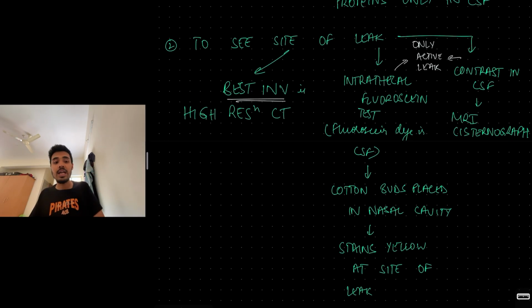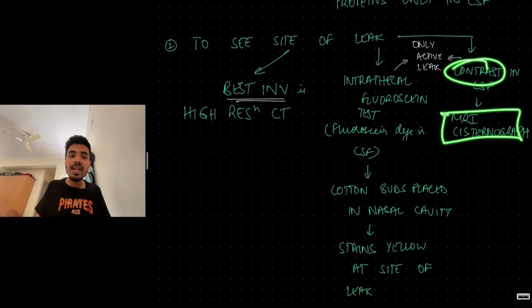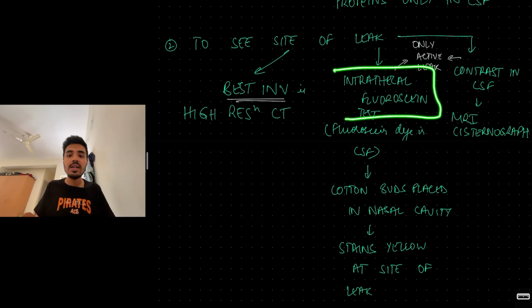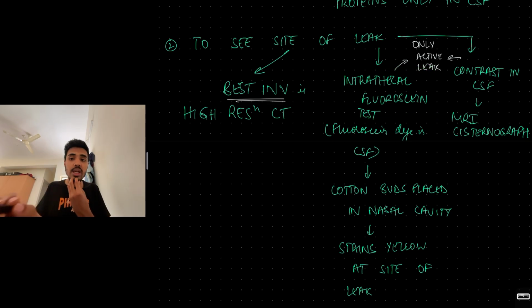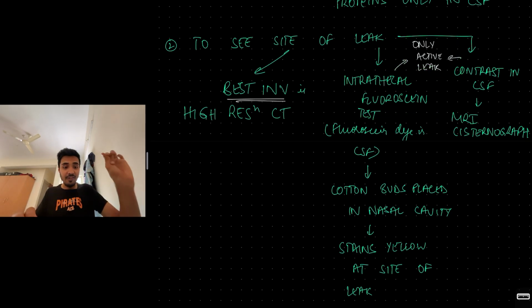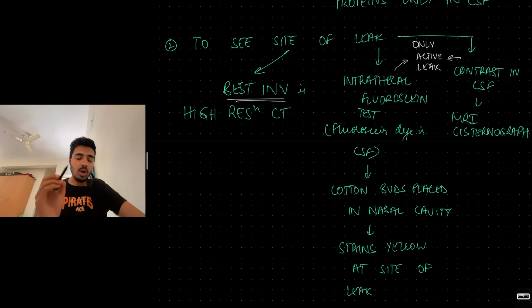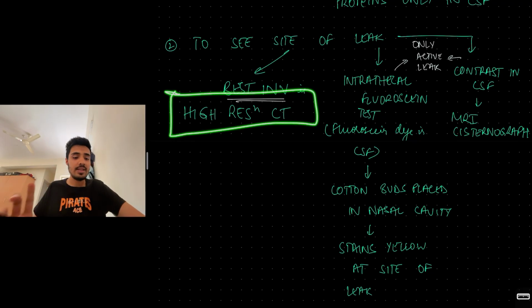Similar method, but done radiologically: if you inject contrast dye into the CSF, basically intrathecal contrast injection, it comes up to the CSF, and then you can do MRI cisternography. With MRI cisternography, you can see where exactly the leak is. But MRI cisternography is also relying on the dye leaking out, and intrathecal fluorescein test is also relying on the dye leaking out. So it is only during active leak. But if you want to see the fracture on an X-ray or on a radiographical film, then the best investigation to see the site of the leak is high resolution CT.